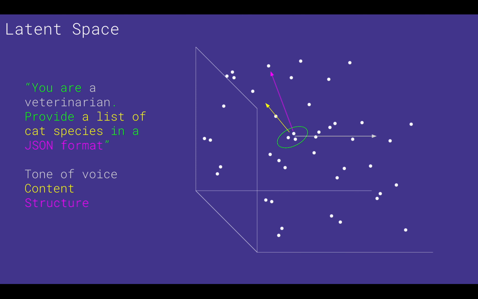Now, one way we could change this is, let's say we change the prompt. We say, you are a veterinarian. Provide a list of cat species in a JSON format. We'll talk about these as we talk about how to actually do prompt engineering, but we can talk about a couple of different things here.